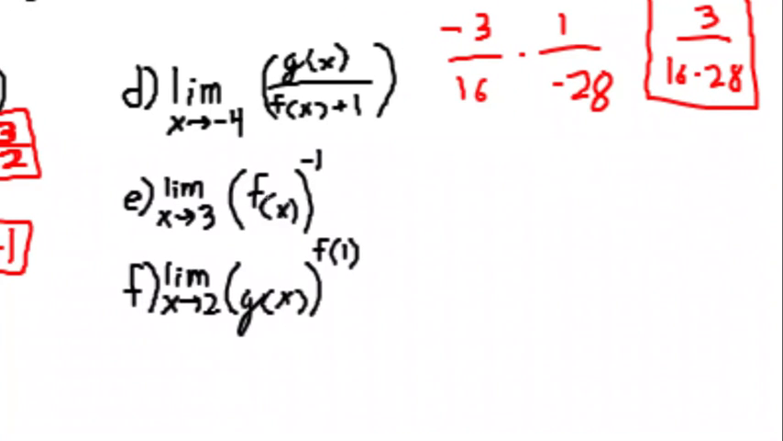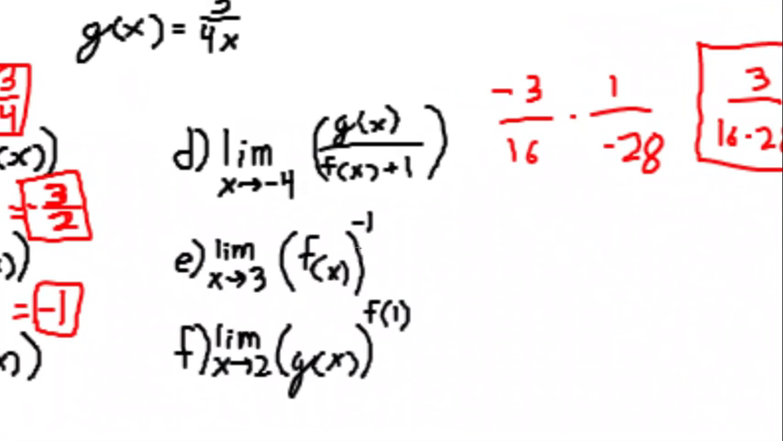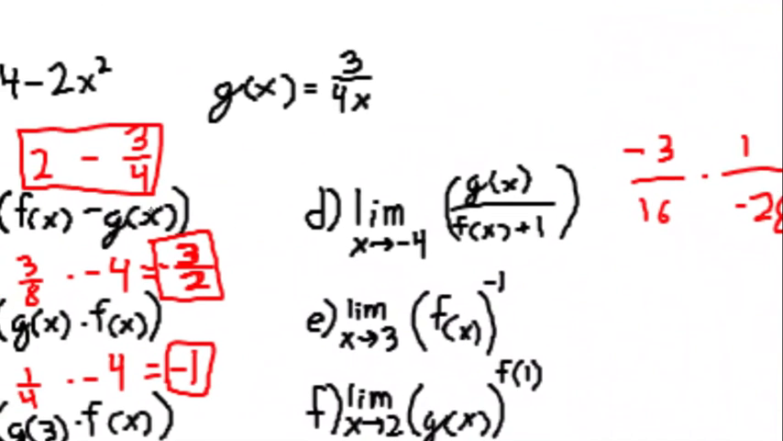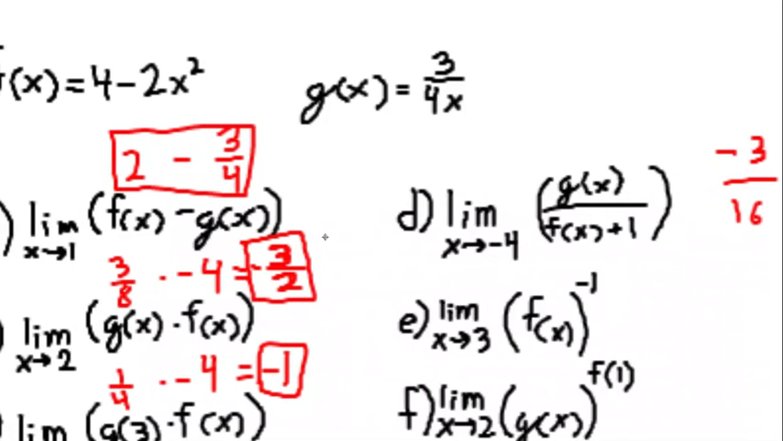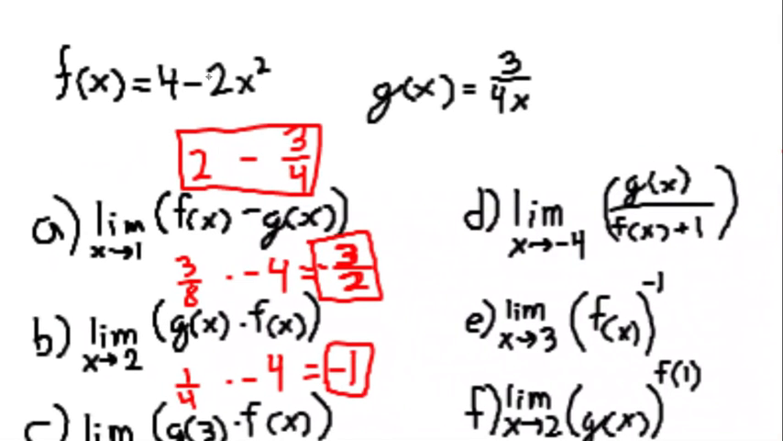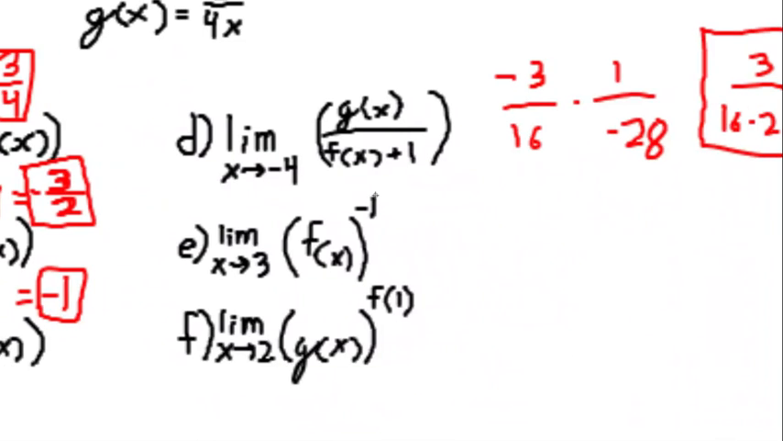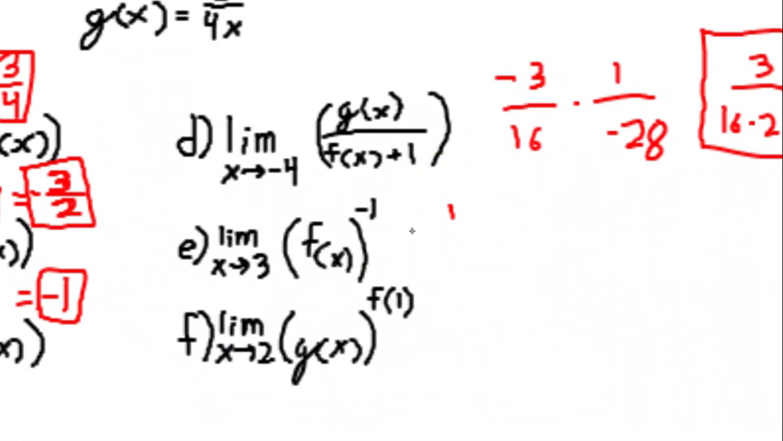Now find the limit of f of x to the negative 1 as x approaches 3. All right, so the way that I would solve this, and there's more than one way, I would solve this by first evaluating this inside part of the argument and then putting it in the denominator of a fraction, which is what a negative 1 power means. So just eyeballing this up here, 3 squared is 9, 2 times 9 is 18, 4 minus 18 is negative 14, so it will be negative 1 over 14. And that's our final answer.